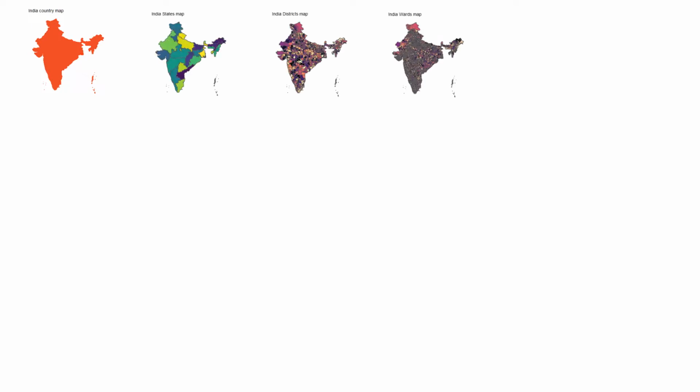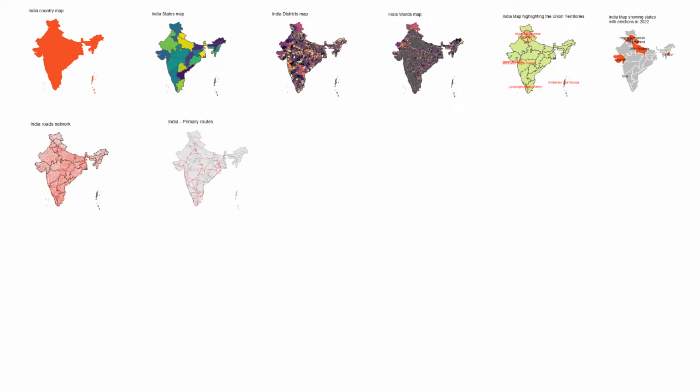Today we are going to a very popular and interesting topic of creating geographic maps in R. We will create some maps of India, country level, state level, district level, municipal ward level. Highlight certain states, plot roads network, water channels and major hospitals.